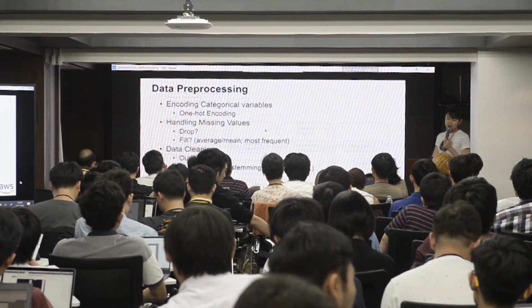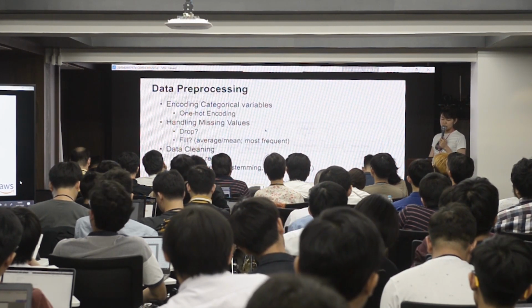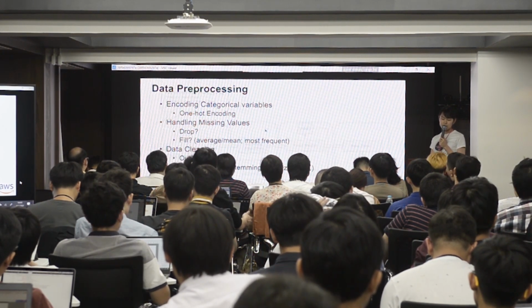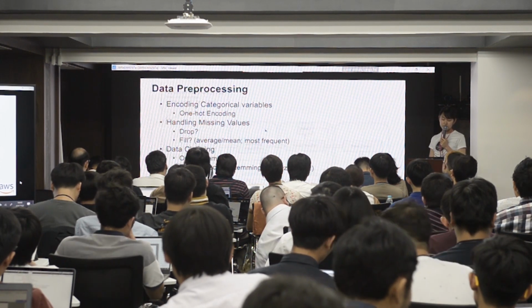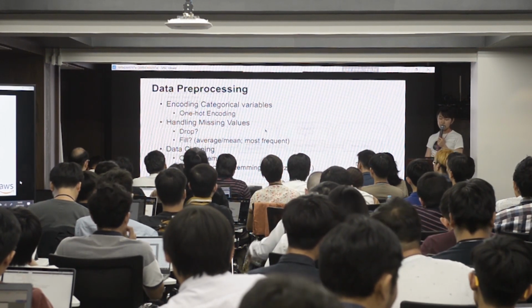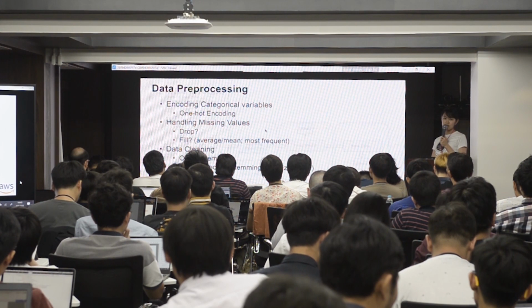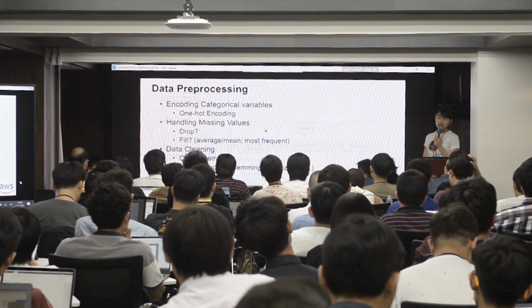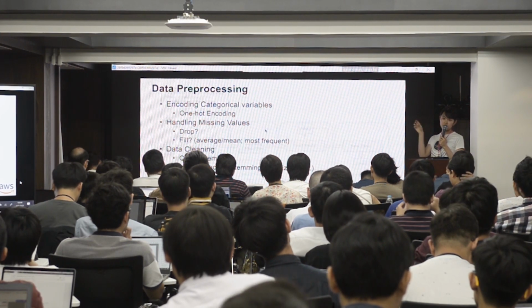So, what can you do for data processing? First, for a categorical variable, you can use one-hot encoding. For example, if you have 10 classes, each one is encoded as a 10-element vector, where the element for that specific class is 1 and every other element is 0. This is called one-hot encoding.